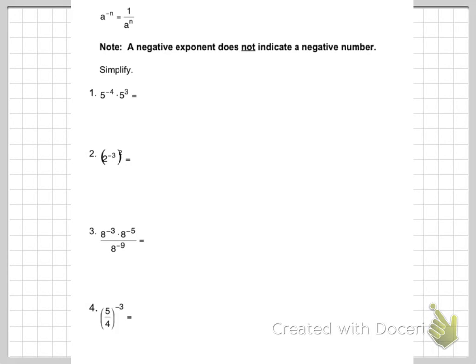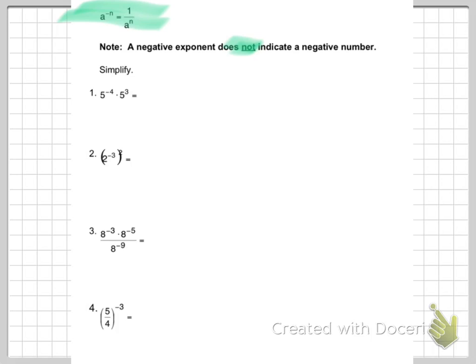Alright, this is lesson 8.2, which has to do with negative exponents. This is a rule you need to remember up here. If you have a negative exponent, it does not make the answer negative. Okay, it doesn't make the answer negative. What it does is it puts it on the opposite side of the fraction line, and then the exponent becomes positive.